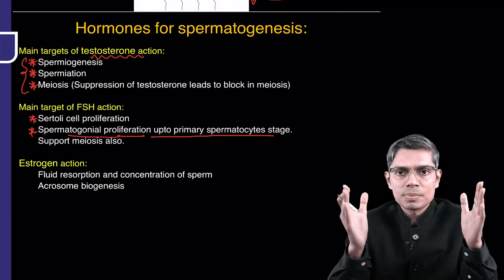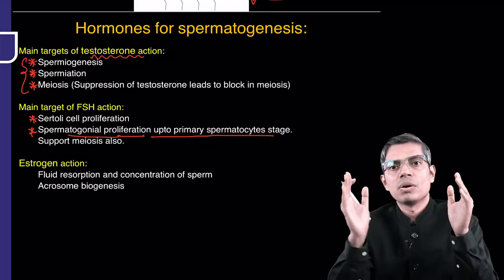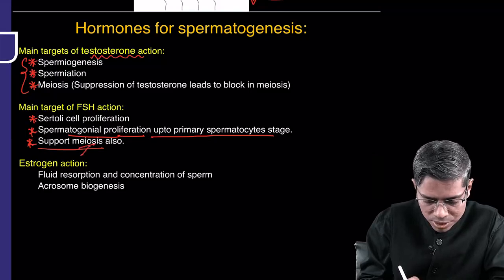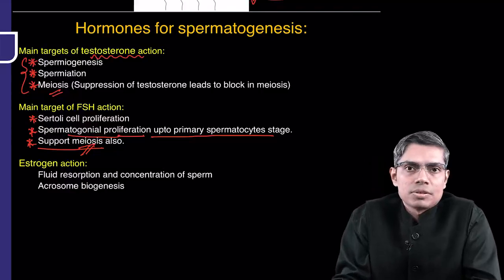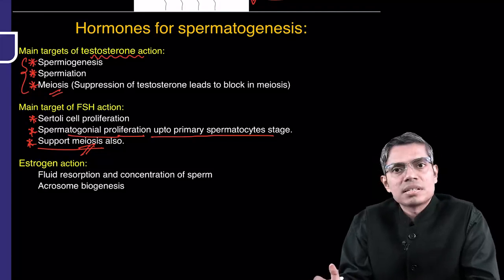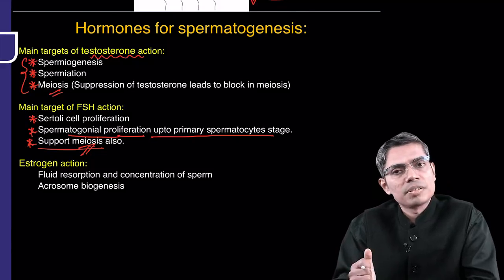But up to the level of the primary spermatocyte's proliferation, FSH is one of the major hormones, right? And it also supports the meiosis process. So meiosis requires double support. Testosterone is also required, and FSH is also required. But testosterone is the main hormone for the terminal stage of spermatogenesis, and FSH is for the early stage of spermatogenesis.